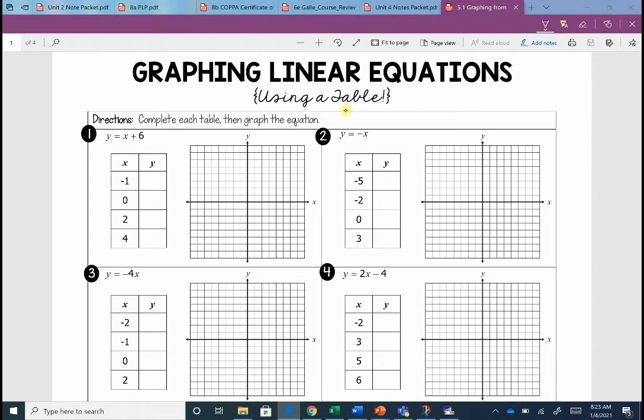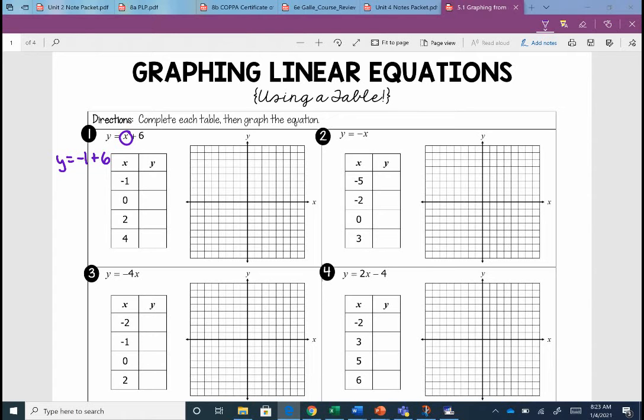Our first value for x is -1. So in for x, we're going to put -1. So we have y equals -1 plus 6. So on your papers, we're on example 1, and we're putting -1 in for x.